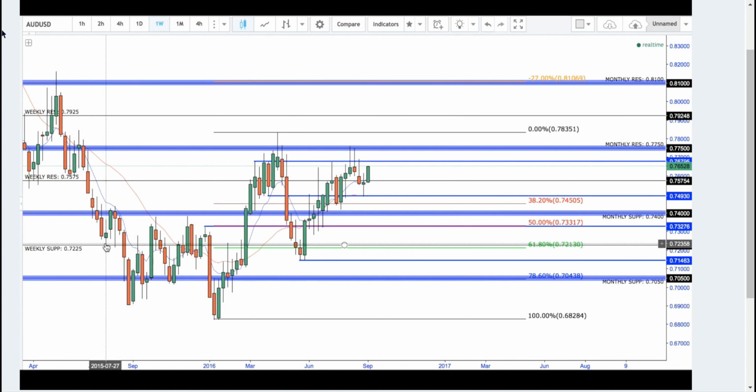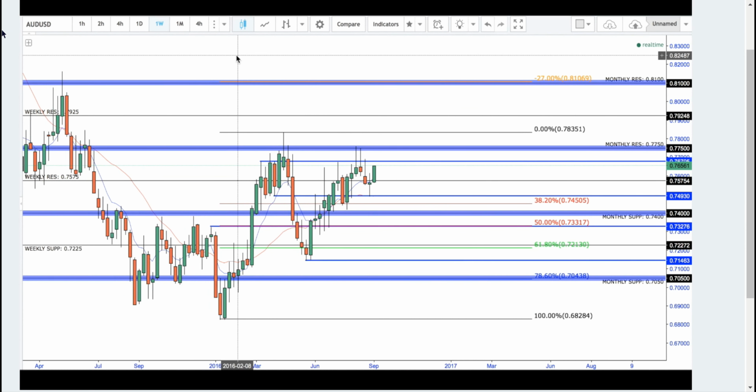And with this, I'm looking for it to come up to make new highs, and the minus 27%, the 127% extension level, is lying directly on top of the monthly resistance. Look at that. So Aussie dollar, now I've looked at this on the weekly, and we're going through this example together, guys. I am looking for this pair to continue up to 0.8100, say, just to say a round number.